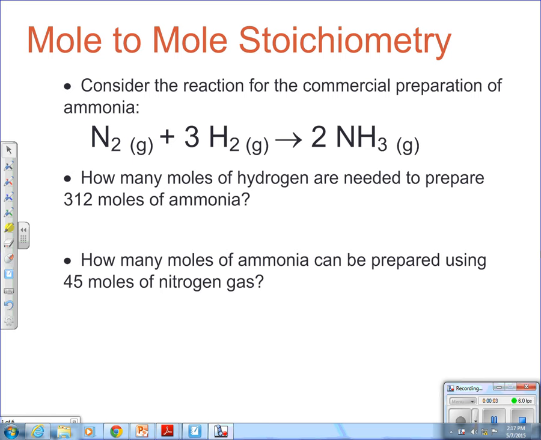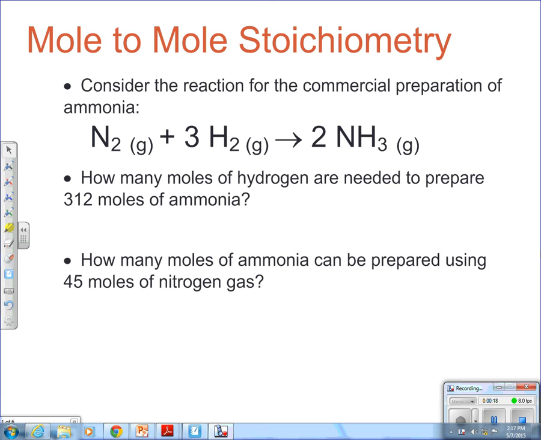Let's start with the simplest type of stoichiometry problem. This is a mole-to-mole stoichiometry problem. And what we'd like to know here is how many moles of hydrogen gas are needed to prepare 312 moles of ammonia, which is NH3.